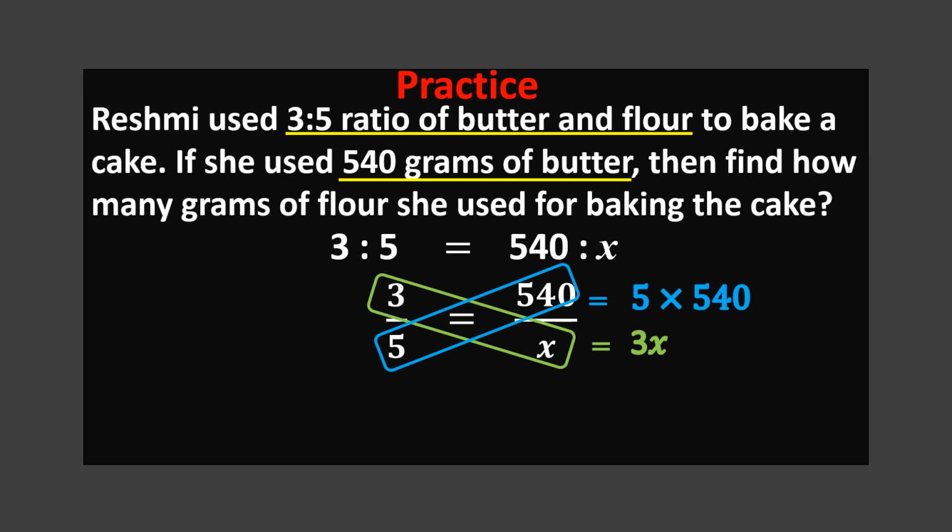Now to find the value of x, you need to write it as an equation. So we have 3x equal 2700. To solve it, divide both the sides of the equation by 3. When you divide it, you will get x equal 900. Now that we found the value of x, we know the amount of flour we need. For 3:5 ratio of butter and flour, we need 540 grams of butter and 900 grams of flour.